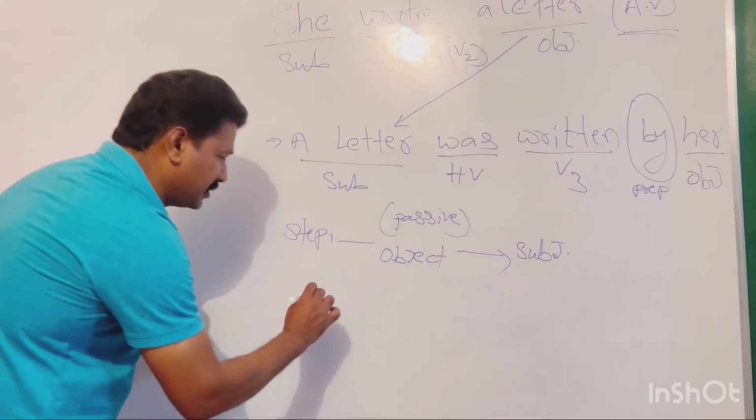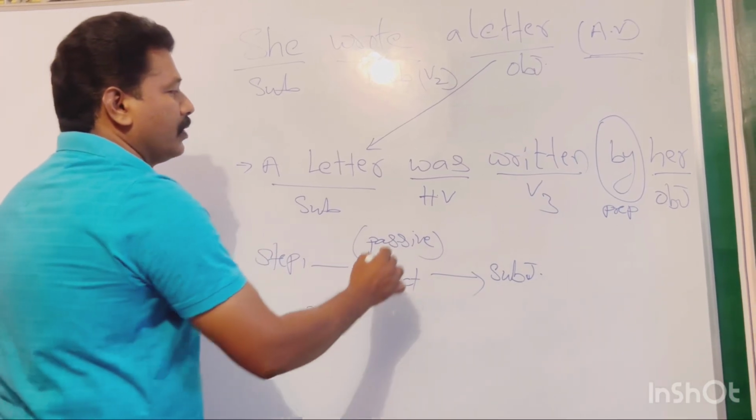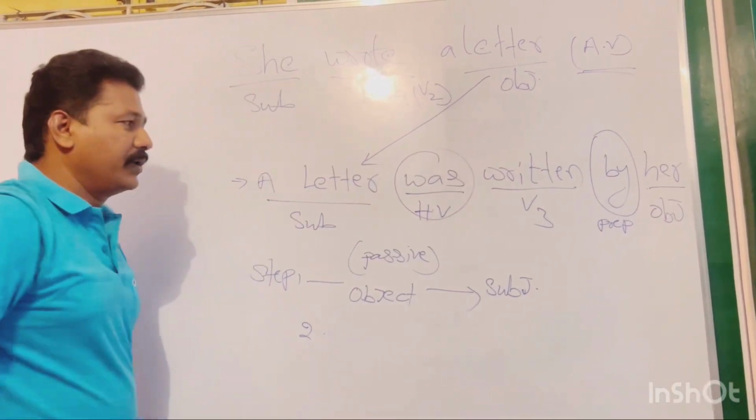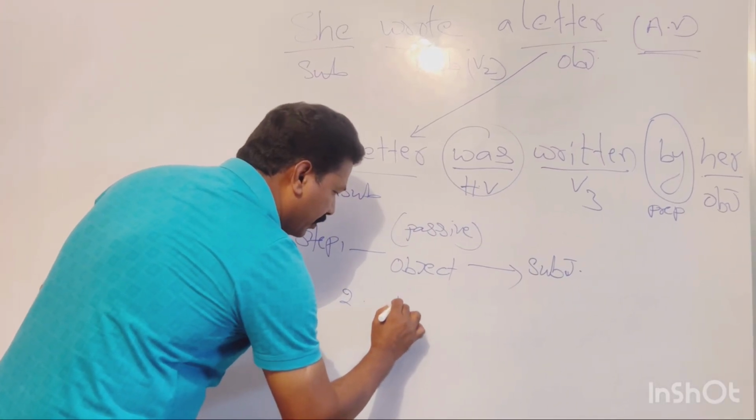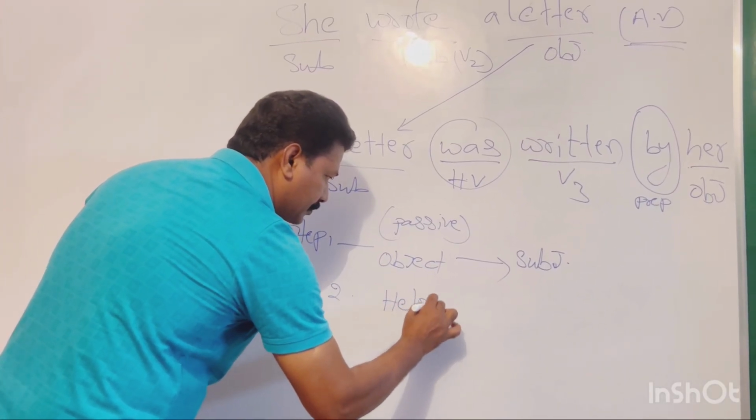The second step is the helping verb. We have written was here, which is the helping verb. The appropriate helping verb should be written.